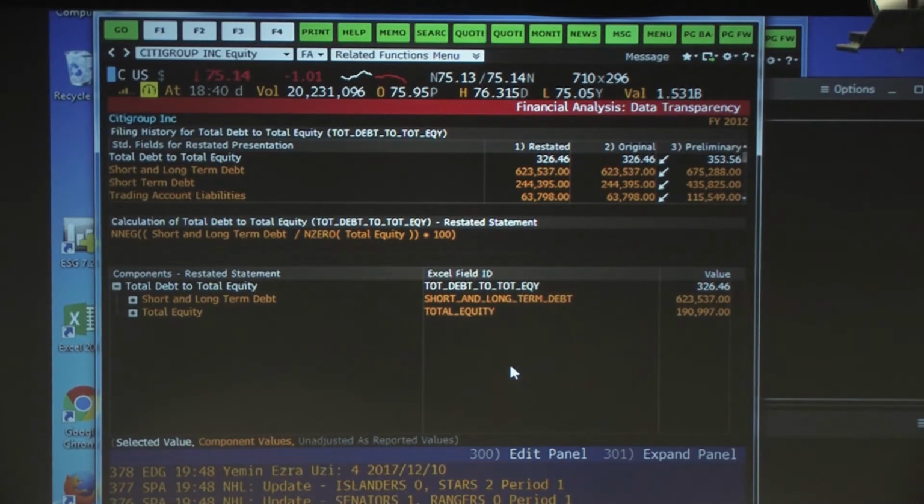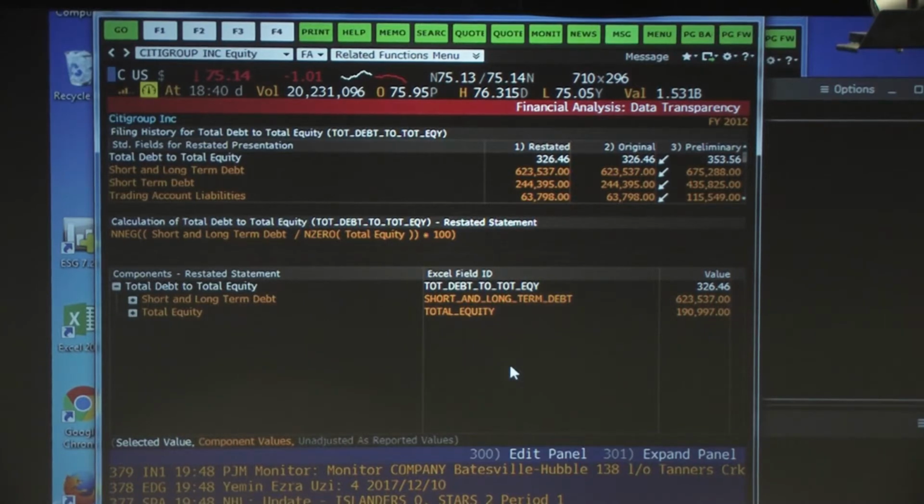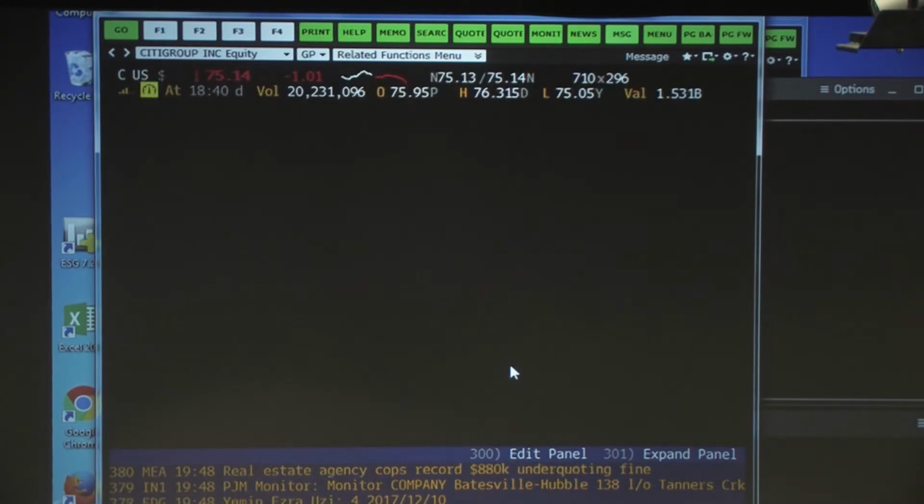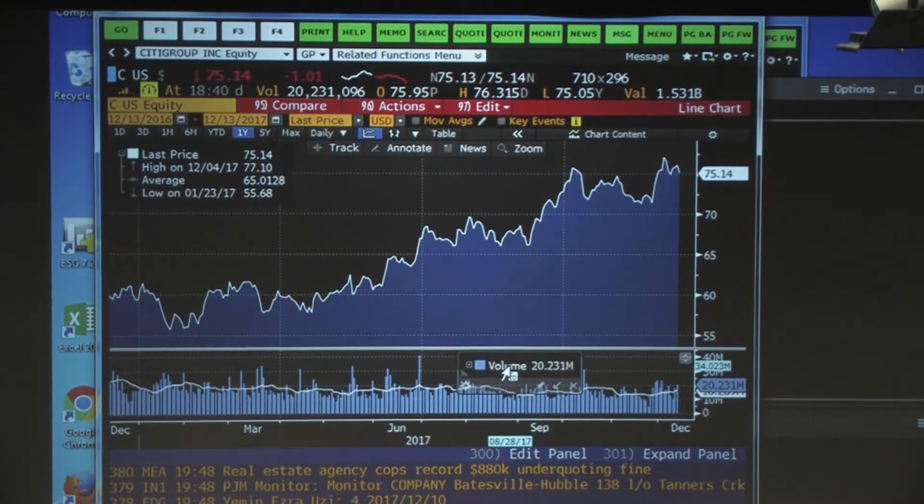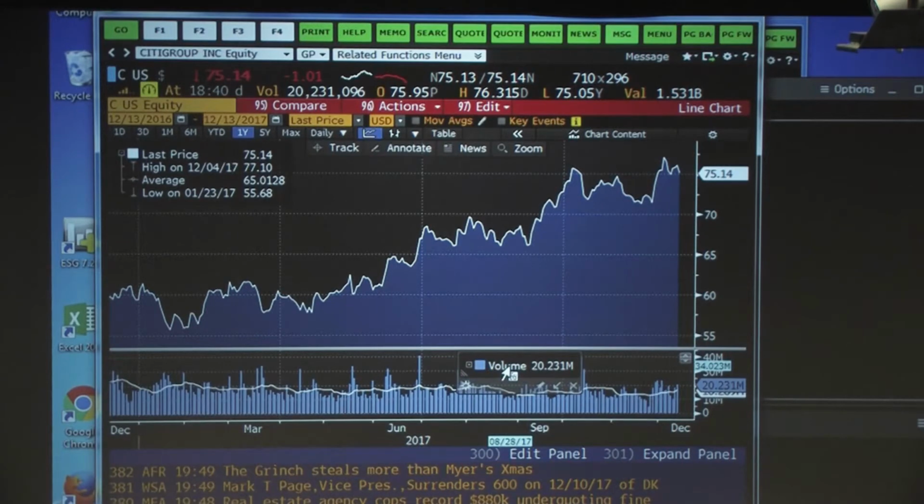So let's say you want to look at a stock's chart. I haven't talked about that yet. How the price has gone up or down within any period of time. The function to look at that is GP. So if we go to GP, it'll basically bring up a price chart for the company. This one is looking at it within the last year.